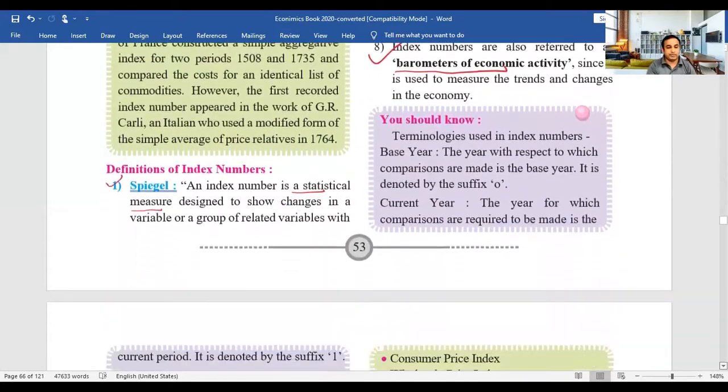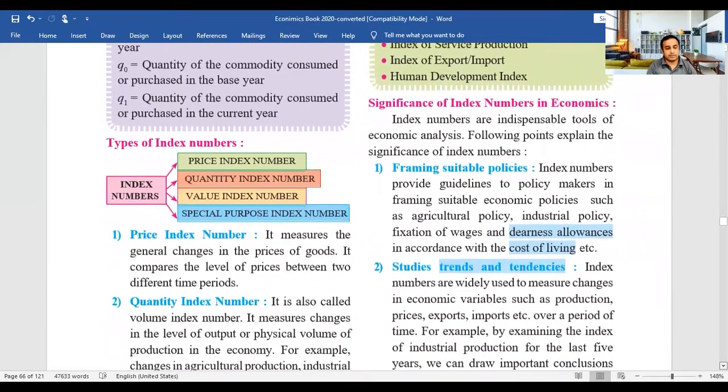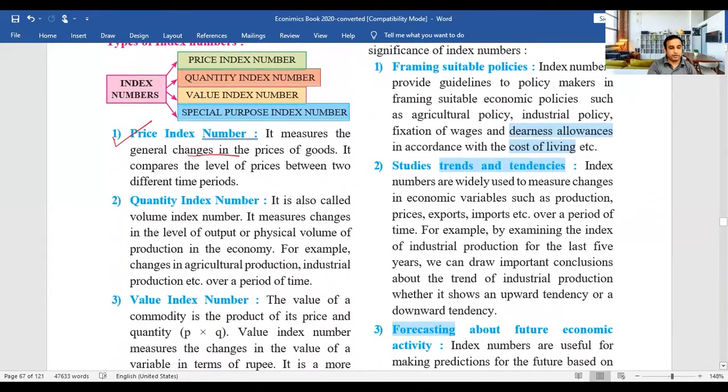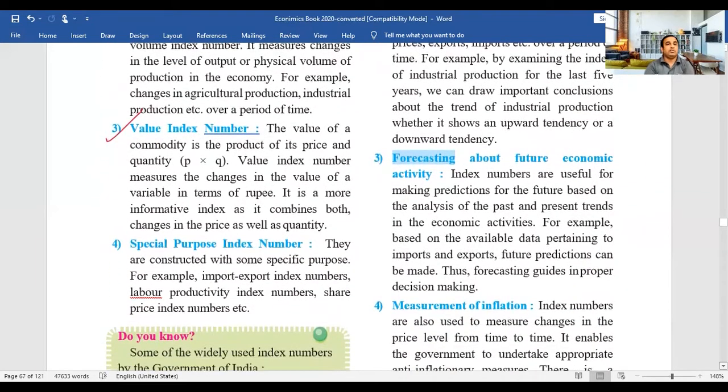So features of index numbers, this chapter we have now revised. Types of index numbers, in which mainly there are 4 types. Price index numbers, which measure the changes in the prices of the goods over the two periods of time. Quantity index number measures the changes in the volume of output in the two variables over the period of time. Value index number measures the change in the total value of the volume of a product between two economic variables over a period of time.